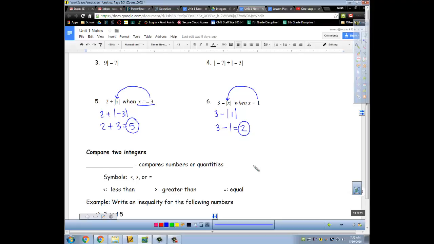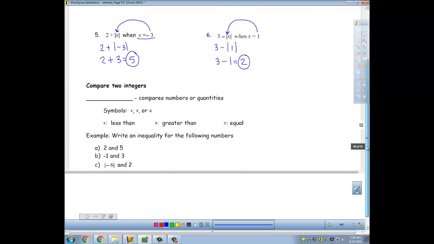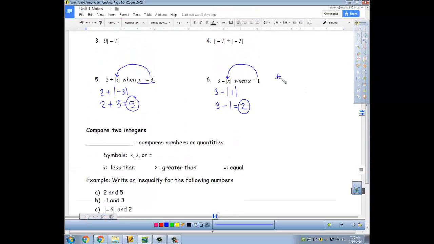Sometimes we will need to compare two integers. But before we get there, I wanted to do another example. So let's look at this number 7 that I'm going to write. What if you had the absolute value of negative 6 plus 2? Don't just automatically make that 6 a positive. We're going to solve what's on the inside first. So negative 6 plus 2 is negative 4. And once you have it down to just one number, then you can take the absolute value. So the absolute value of negative 4 is 4. So always solve what's in the problem first, and then make it positive.